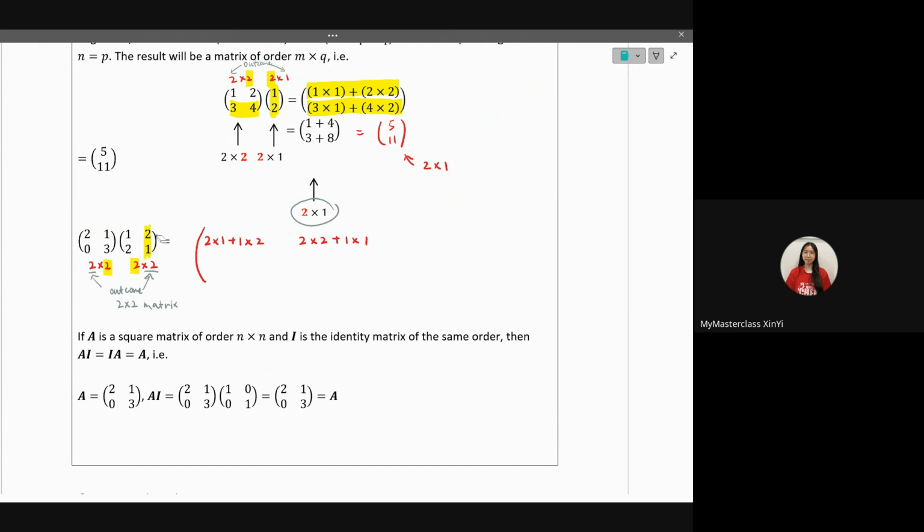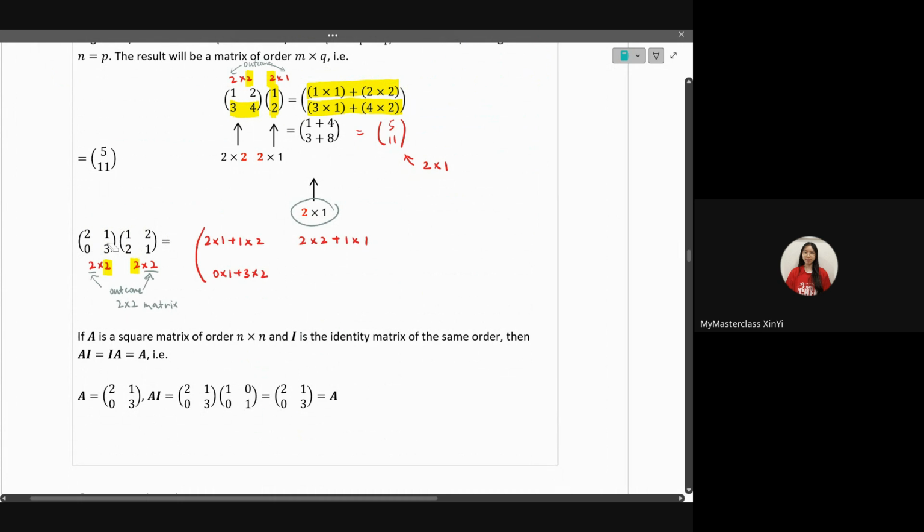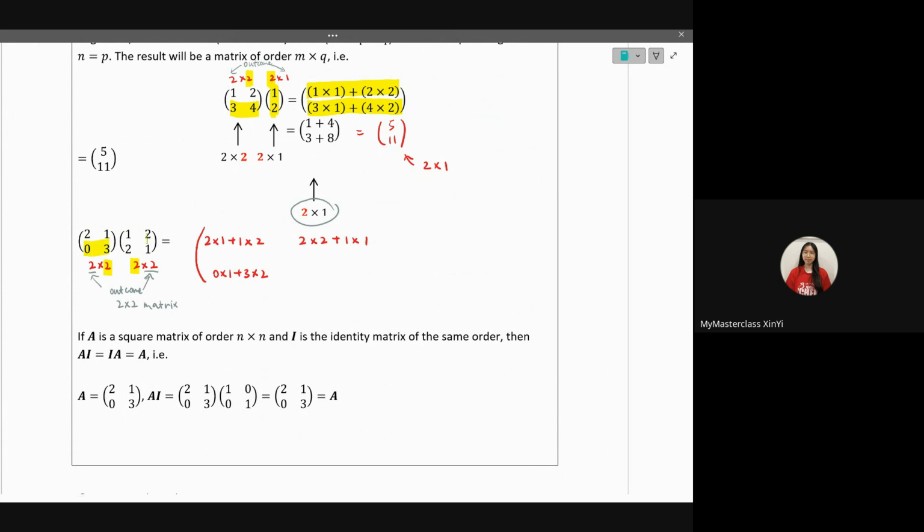Now let's move on to the second row and first column. Second row, first column is going to give you the second row, first column entry here. So again, multiply 0 times 1 plus 3 times 2. Then lastly, second row, second column. This is your last entry over here. This is going to be the entry 0 times 2 plus 3 times 1.